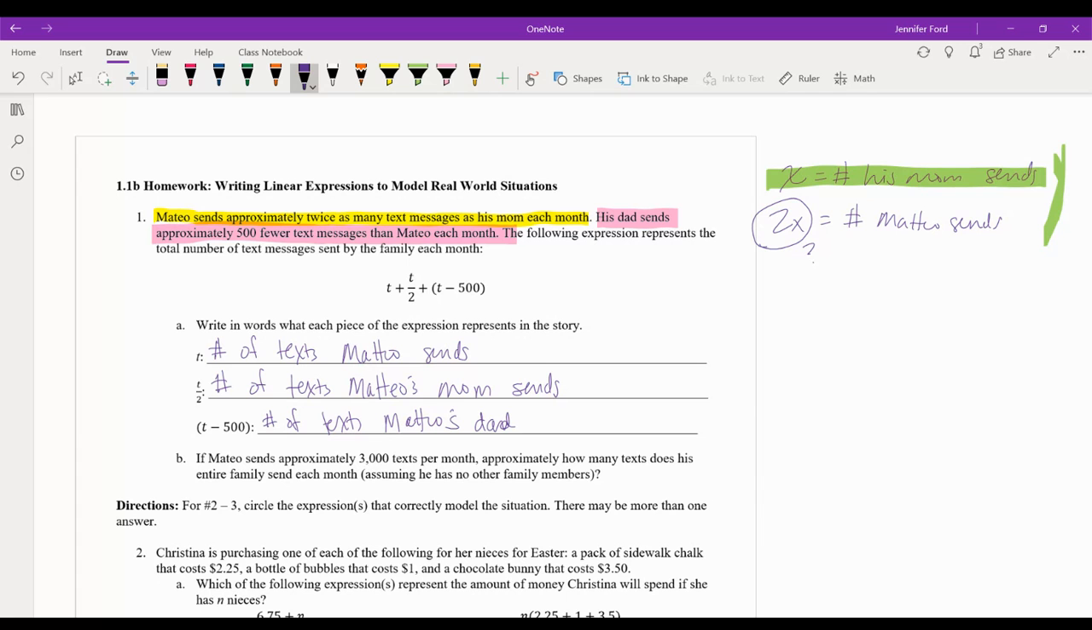Oops, dad. Oh my gosh, you guys. Mateo's Dan. Mateo has a Dan. Dad.